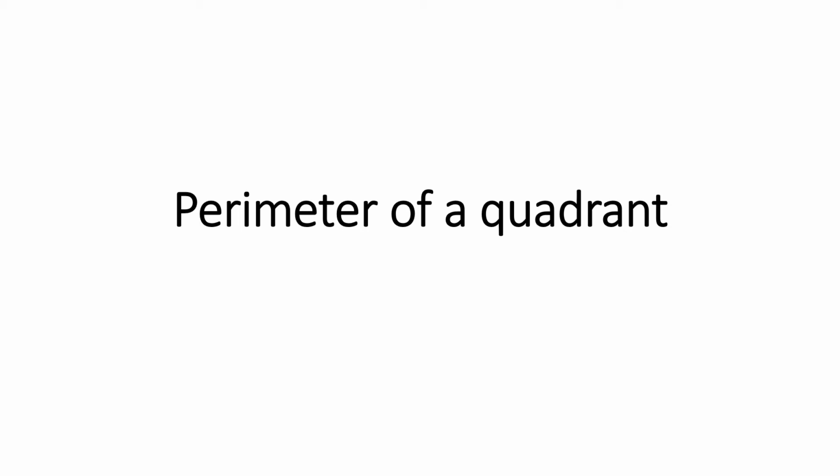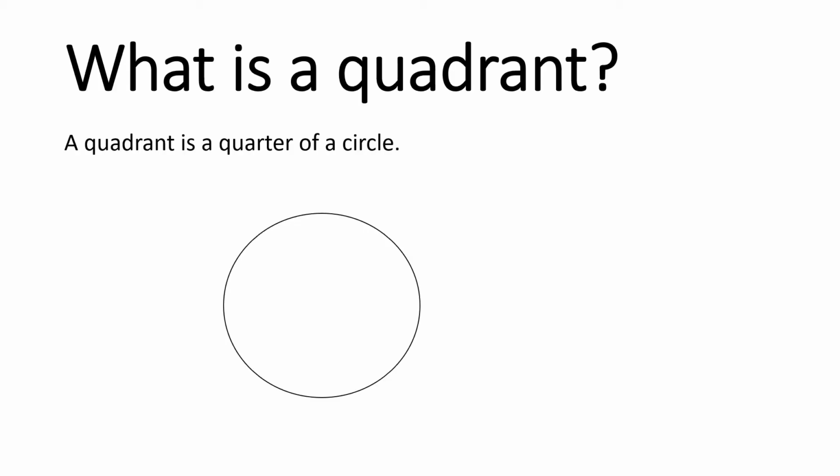Perimeter of a quadrant. So what is a quadrant? A quadrant is a quarter of a circle. So when we talk about a quadrant, we're talking about the arc length of that quarter of a circle, plus the radius and plus another radius.